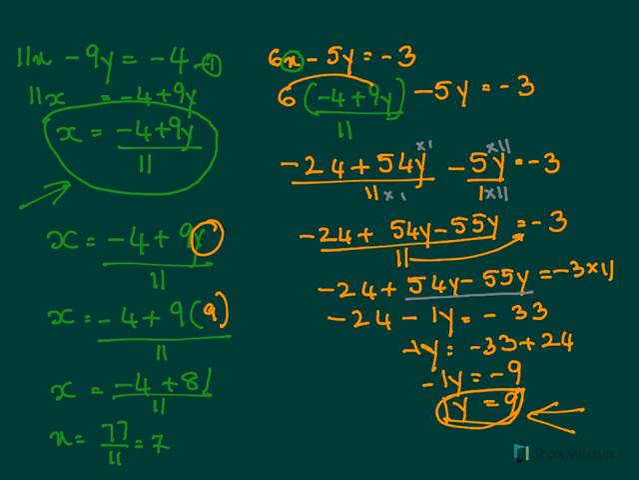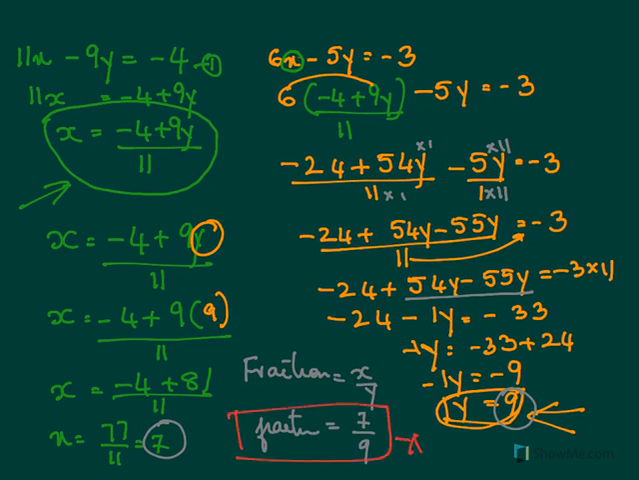So remember, our fraction was x over y. Now we found our x is 7 here, and our y is 9. So our fraction now is 7 by 9. That is the answer, 7 by 9. We found x and y separately. So x was the numerator, y was the denominator. So x was 7 and y was 9.